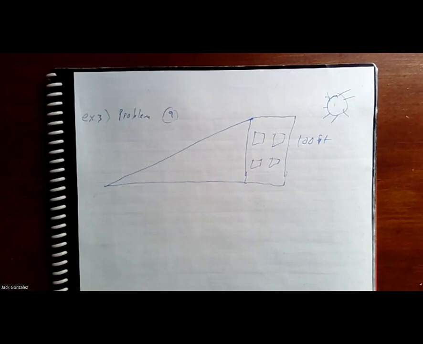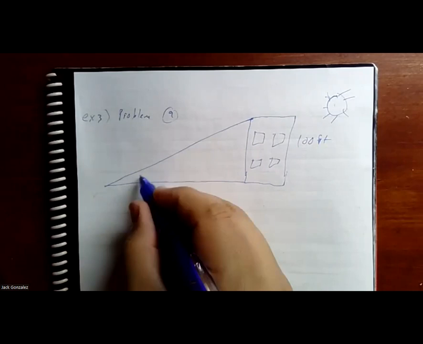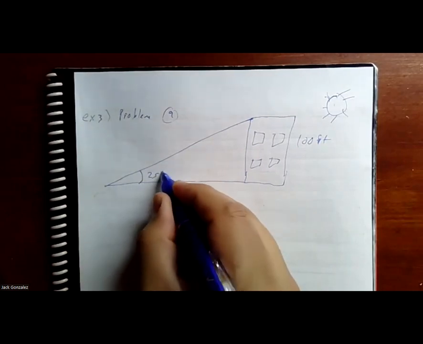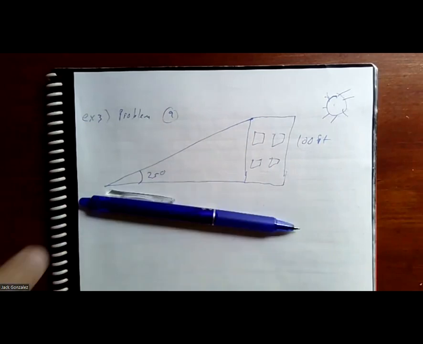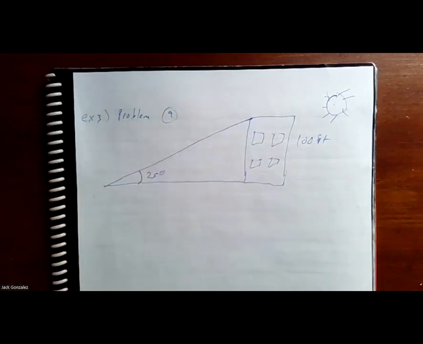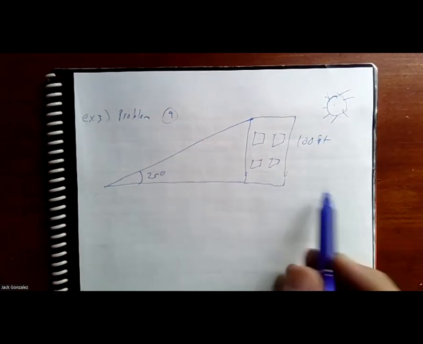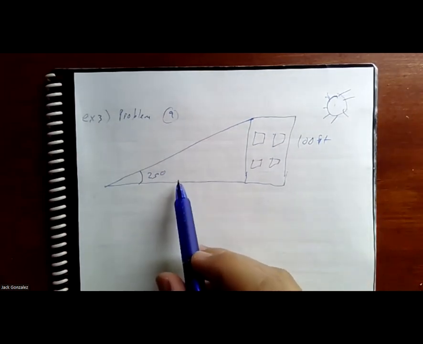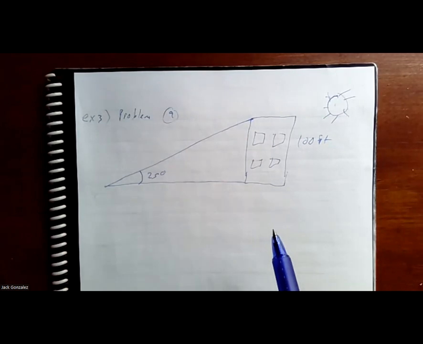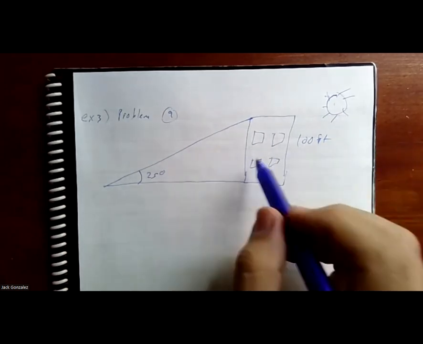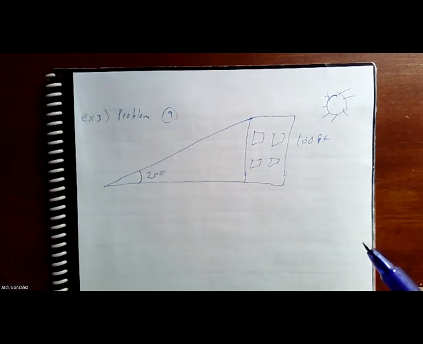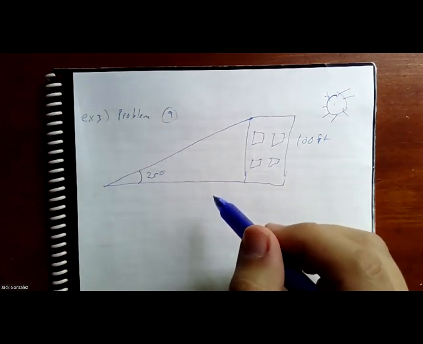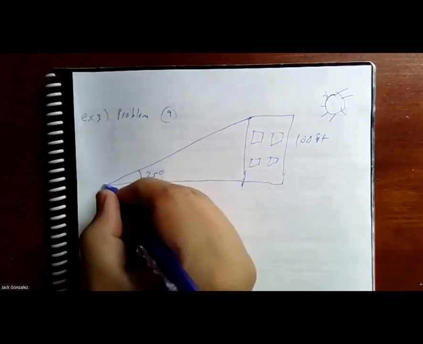So what else did they say? The sun is 25 degrees above the horizon. So if they say angle of elevation, that means you're going to be looking upward. But here they said above the horizon. So for me, that means above the ground. They should have said elevation, but anyway. 25 degrees. They want to know this side, from here to here.